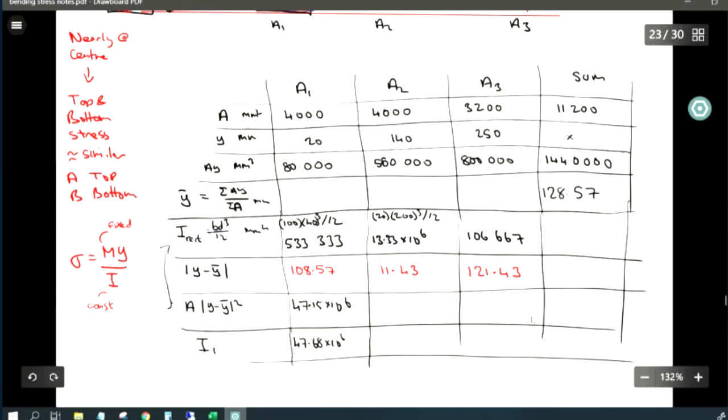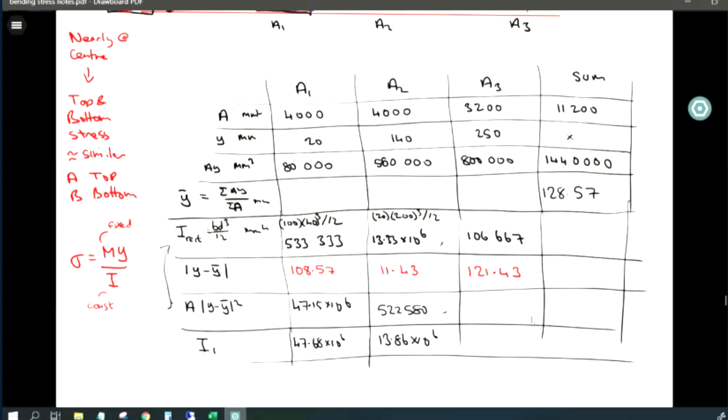Okay, for the second one, we have 11.43, so it's very close to the center. So that multiplied by the area is 522,580. And again, we add this one and this one, and we get 13.86 by 10 to the 6. Okay, so the bit at the bottom has a bigger effect because it's further away. The middle bit is kind of straddling it, so it's got a slightly smaller effect.